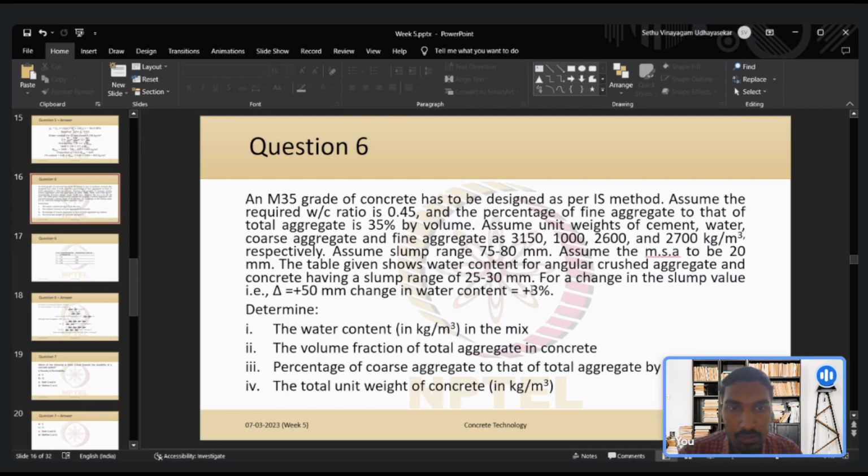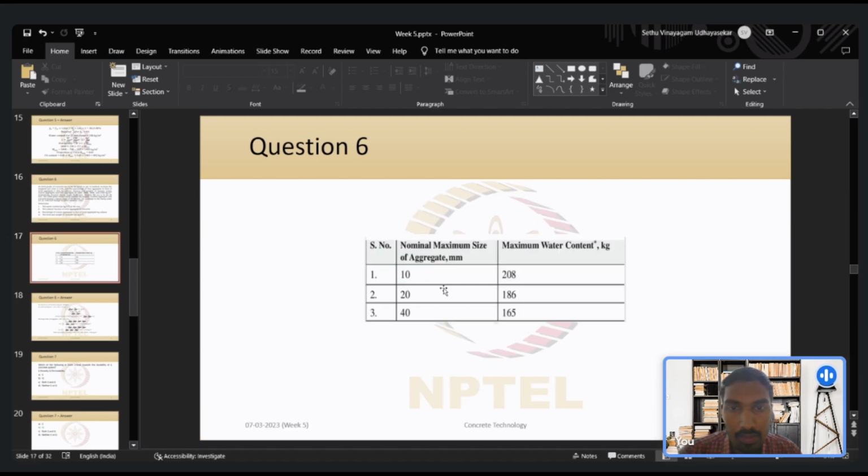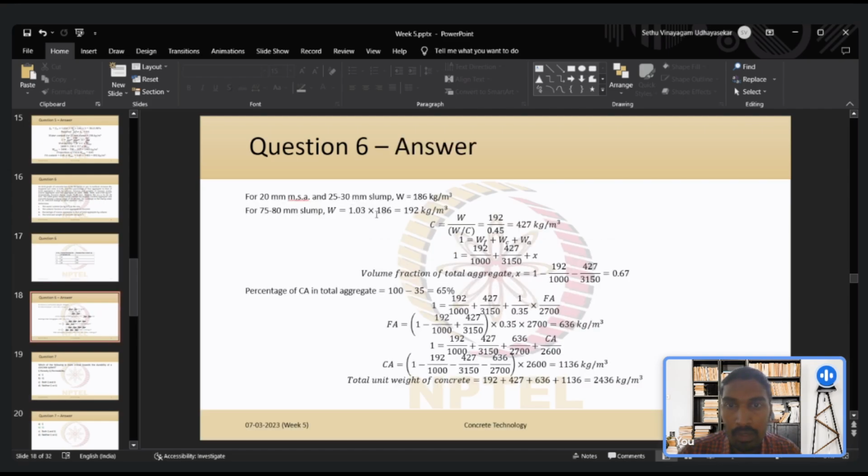Okay, so that we found out, but that is for a particular slump range, which is 25 to 30 mm, right? If our slump range is higher than this, then for every 50 mm higher slump, we have to increase the water content given in the table by 3%. Our slump range was 75 to 80, which is 50 mm higher. So we increased this 186 by 3%, so it is 1.03 times that, which gave us 192 kilograms per meter cube, which was the first step, right?